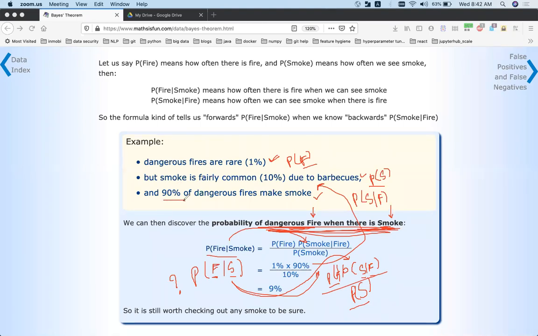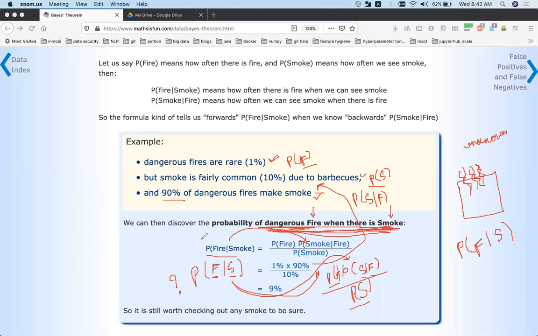Your question is: in the third statement, they have already given the probability of dangerous fire which makes smoke as 90%, correct? Now the question is the probability of dangerous fire when there is smoke. Let's say you go to your backyard and there is smoke. They are asking what the probability of fire is when there is smoke. Smoke has already occurred, so that is what they are asking, and this is unknown.